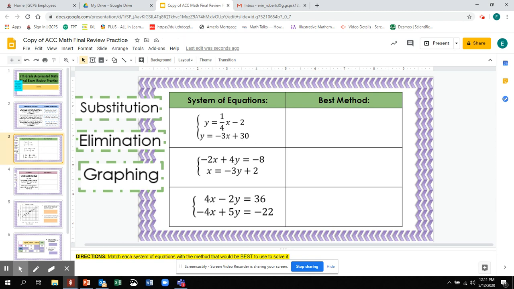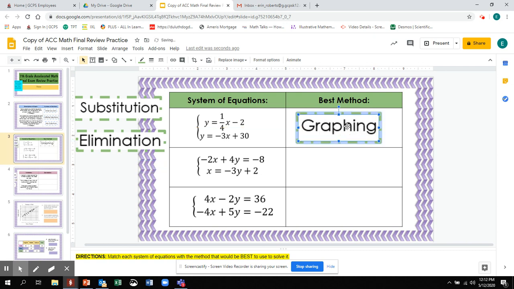Next, I have to figure out which method would be best to solve each system of equations. In my first system, I have y equals 1/4 x minus 2 and y equals negative 3x plus 30. In both of these equations, I notice that y is by itself, and they're both in the form y equals slope times x plus a y-intercept. Because of that, graphing would be the best method to solve this system.